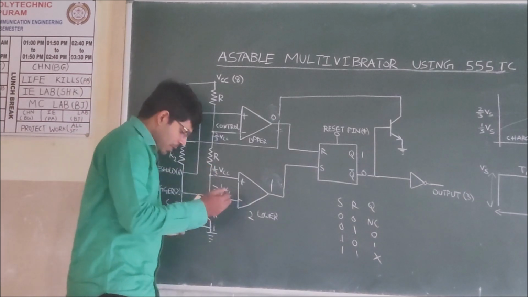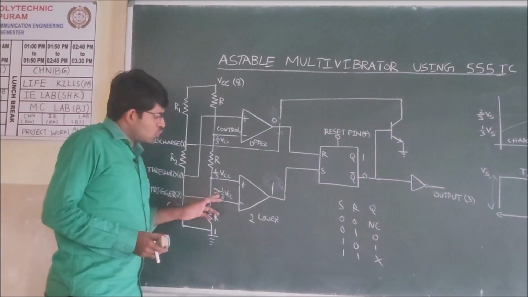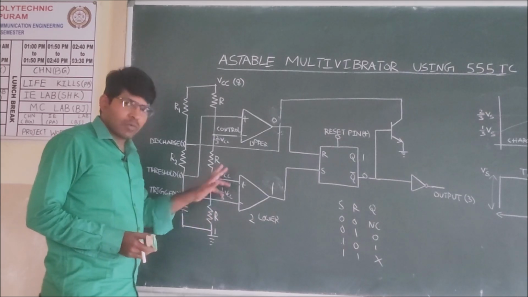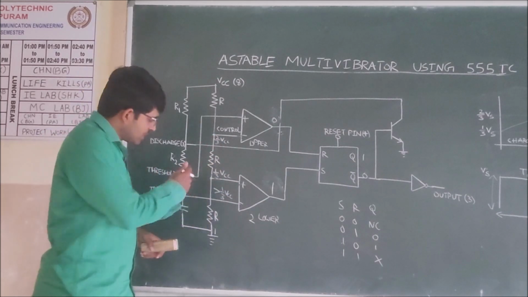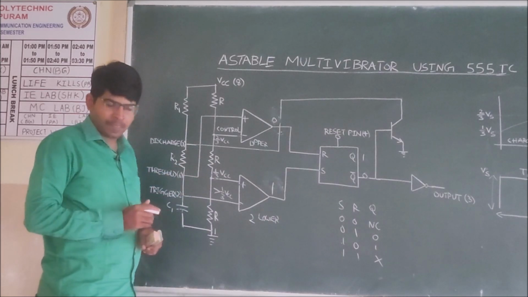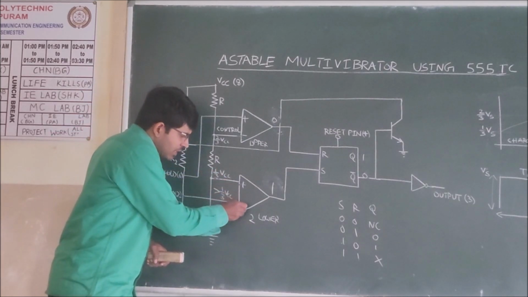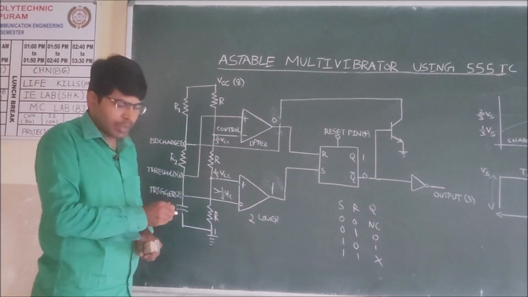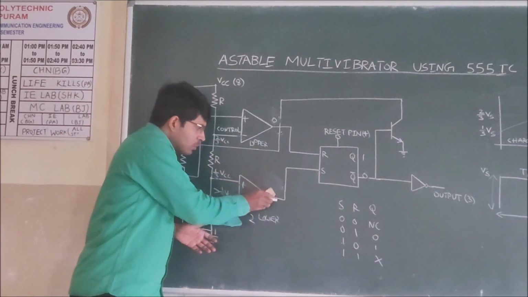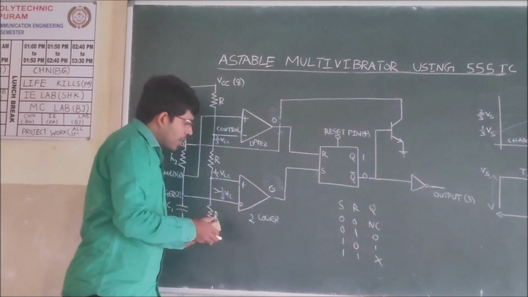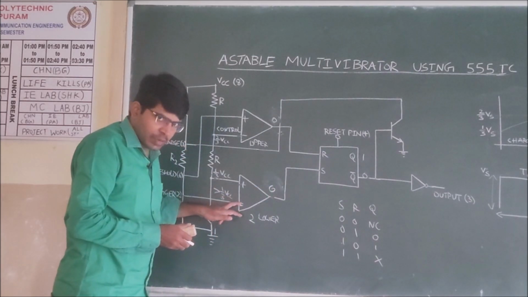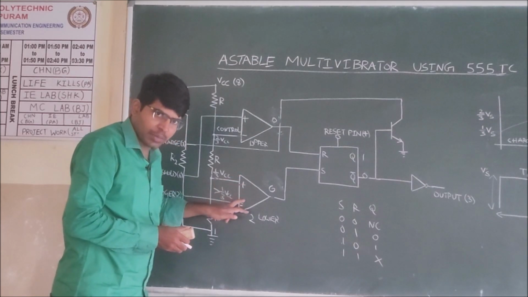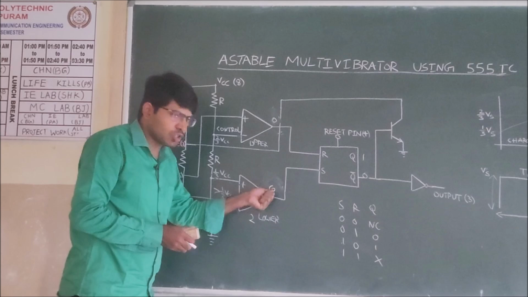The capacitor voltage crossed 1/3 VCC because it is charging continuously. The voltage at the inverting terminal crossed the voltage at the non-inverting terminal. So the output becomes low, the output becomes 0.